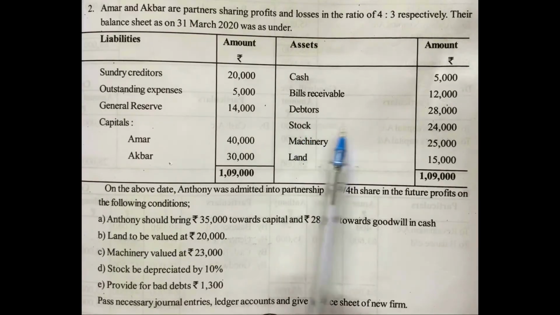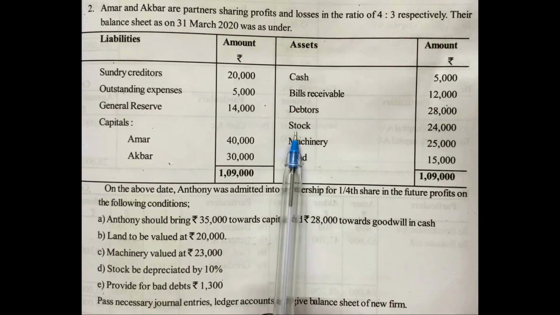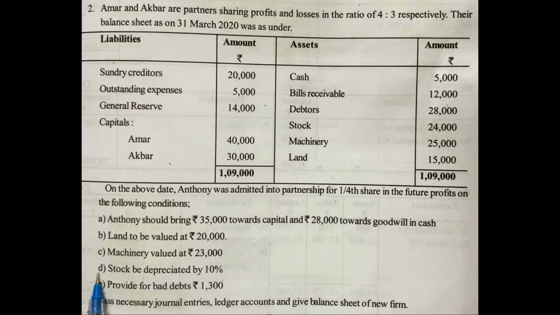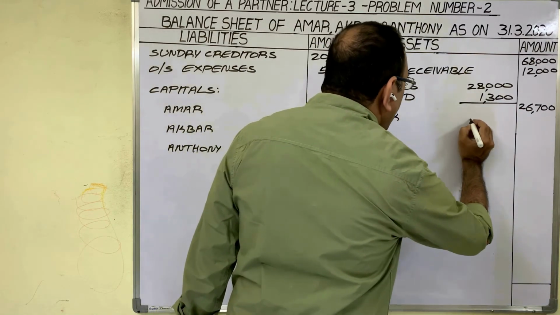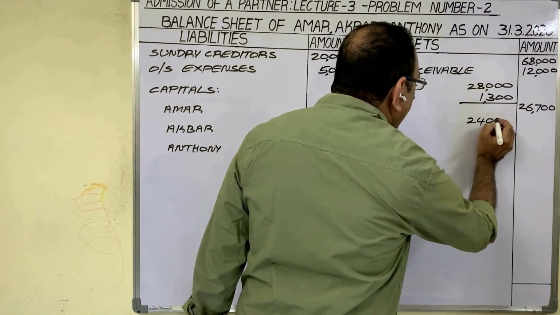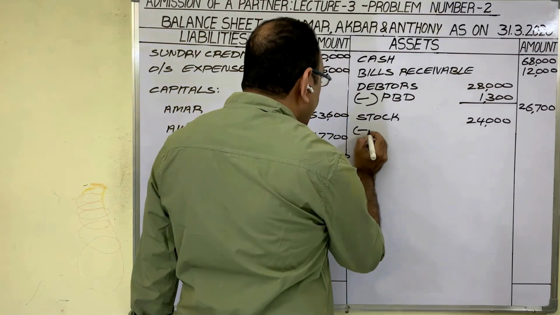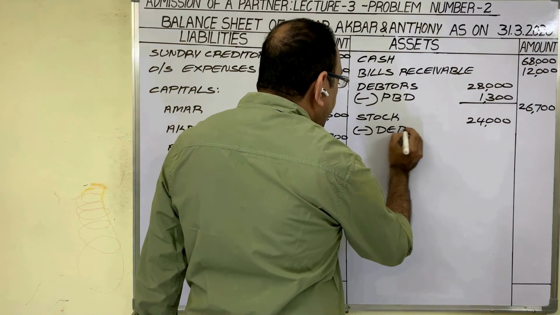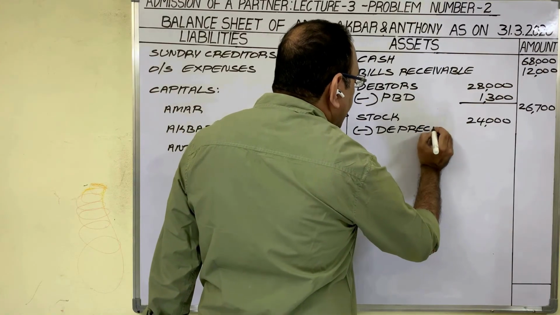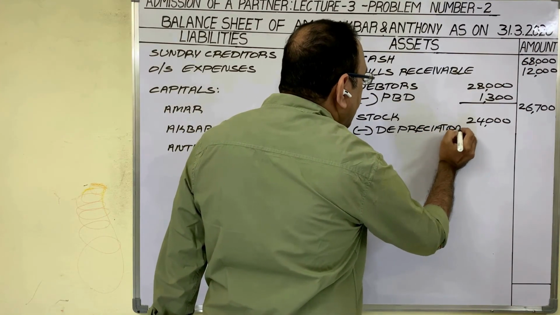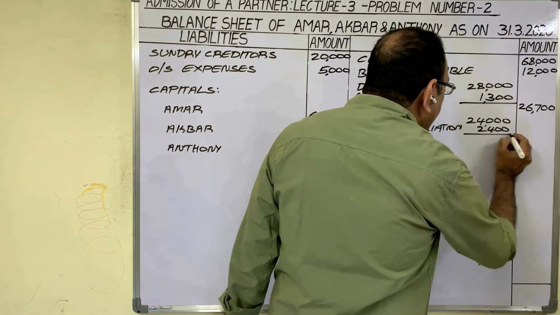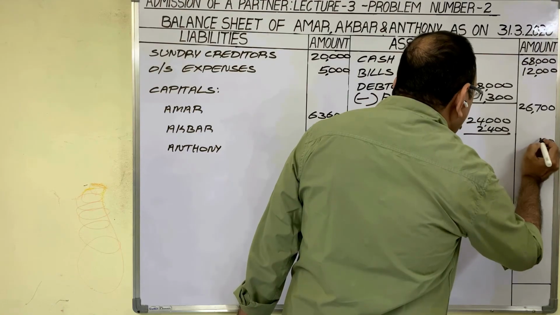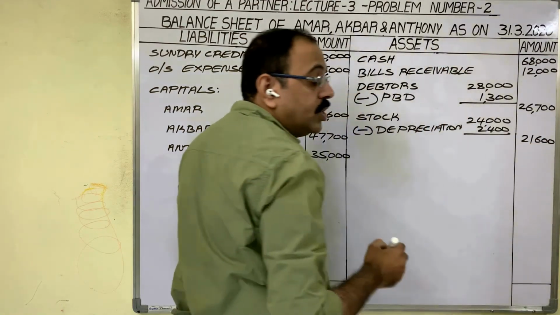Next come to stock 24,000 rupees. Related to stock, there is one adjustment: stock to be depreciated by 10%. For stock there is an adjustment, therefore stock value is written in the inner column. The adjustment is to provide depreciation at the rate of 10%. In the revaluation account, on the debit side we calculated now 2,400 rupees. That we have to deduct. Then the remaining amount in the outer column is 21,600 rupees.